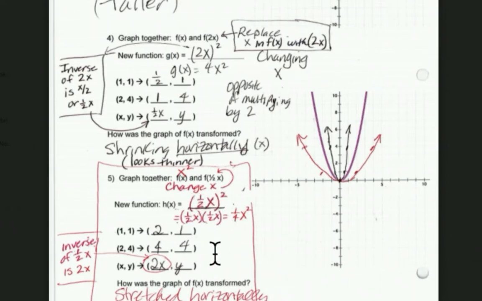What that really does is make the x coordinates twice what they were before. So everything gets pulled out horizontally or stretched horizontally. Now it's wider than it used to be.